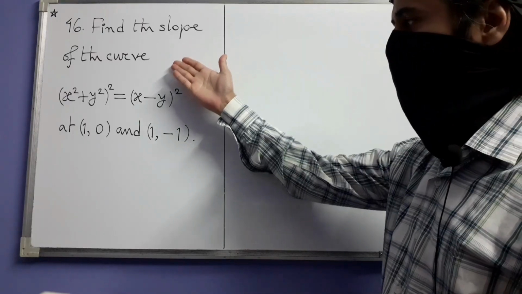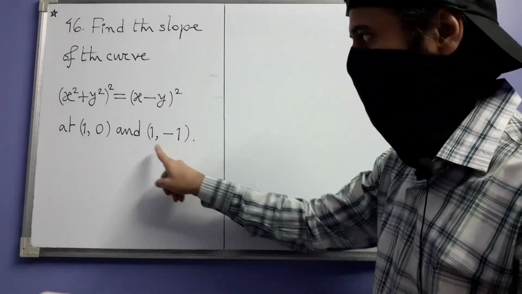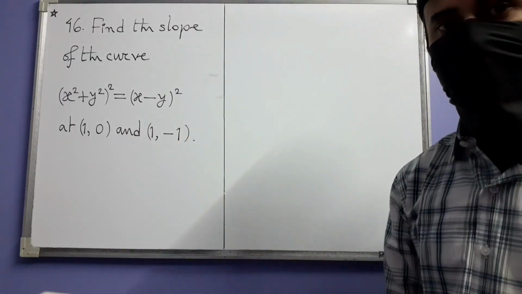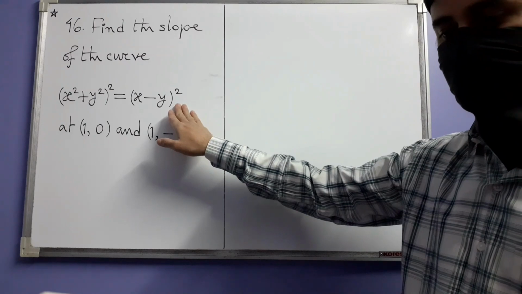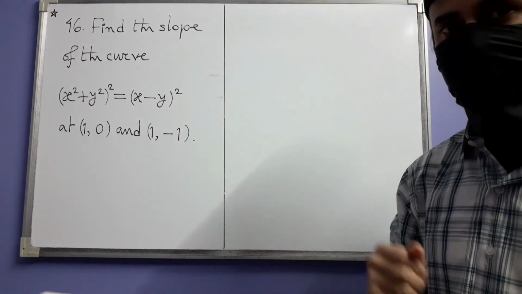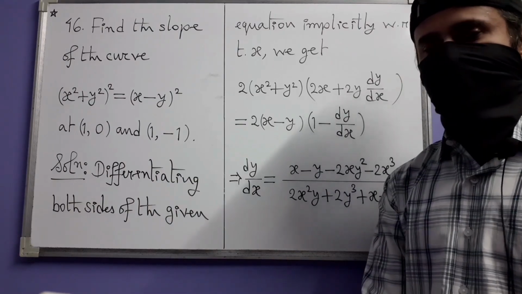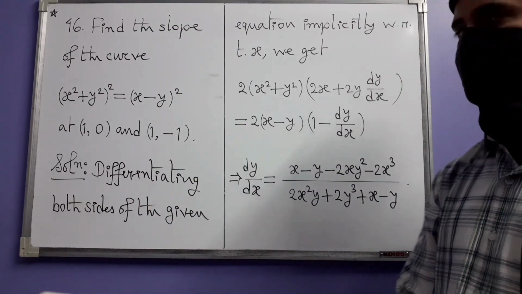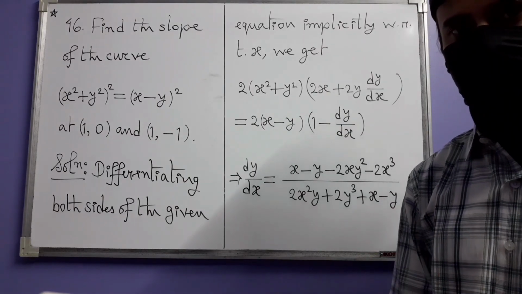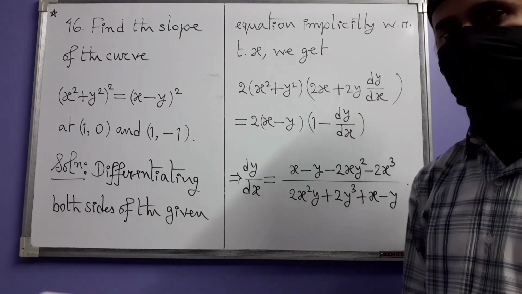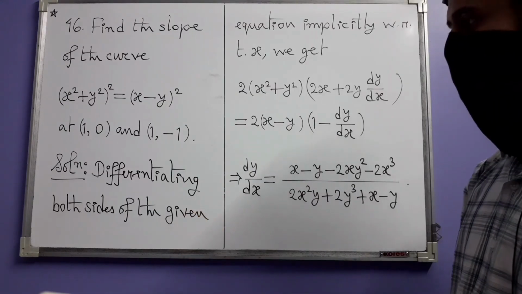Here we have to find the slope of this given curve, whatever it is, at these 2 points: 1, 0 and 1, -1. I urge you to actually see how the graph looks. You can go on Desmos graphing calculator and see for yourself. So of course we have to do implicit differentiation. We have to differentiate both sides of this equation implicitly with respect to x, assuming that y is a differentiable function of x. So accordingly we start the solution.